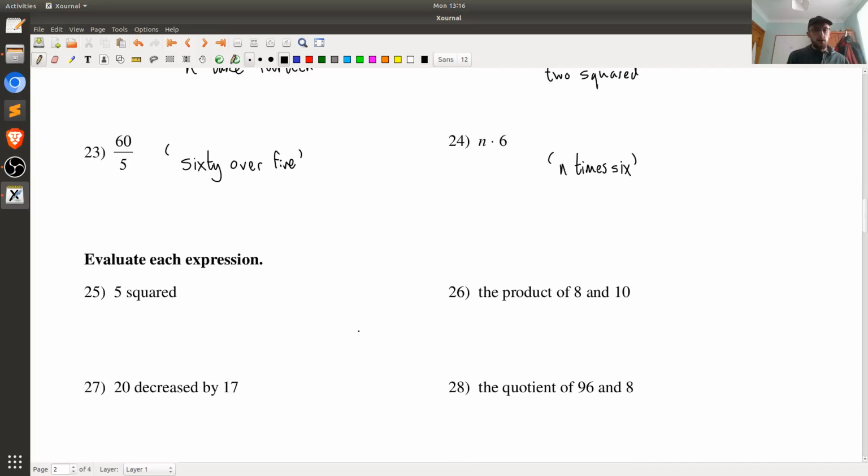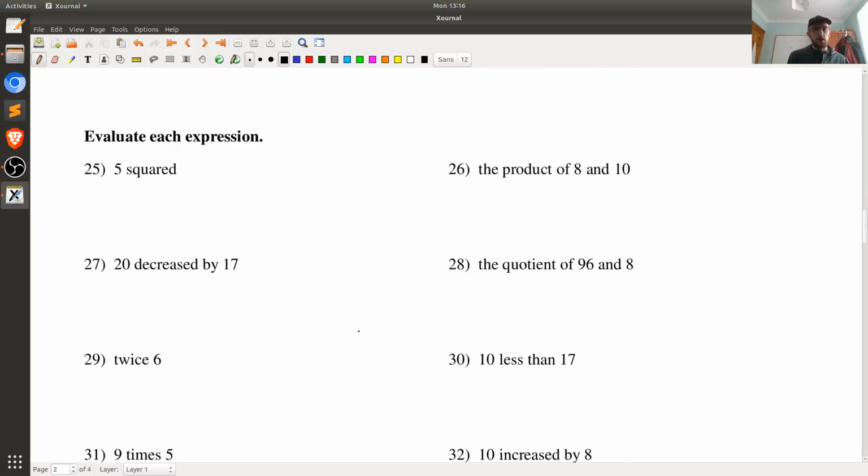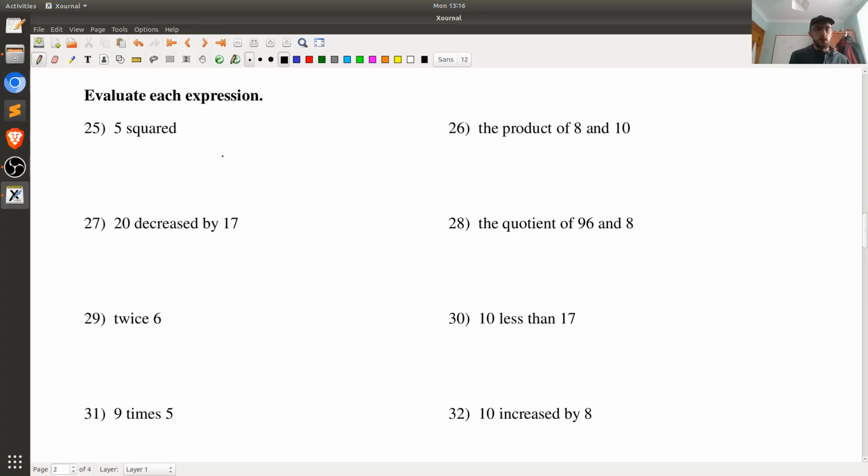And now we are to evaluate each expression. Okay, 5 squared, that means 5 times 5, which is 25. The product of 8 and 10, we can write 8 times 10, and of course we know that that's 80, as you should know your multiplication table. 20 decreased by 17, we write 20 take 17, and you should be able to do that in your head and get 3.